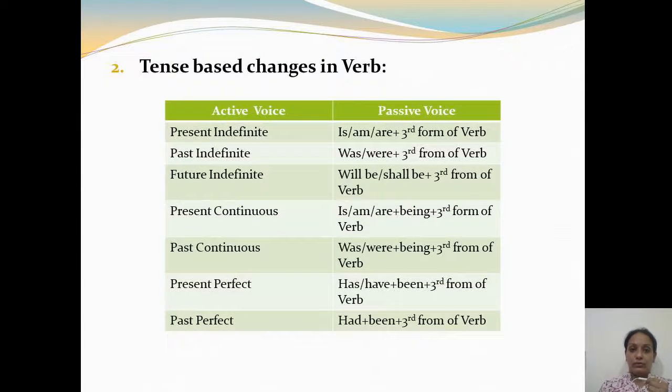What happens to the verb when we change a sentence from active voice to passive voice? When our sentence is in present indefinite, meaning in the sentence we have the first form of verb, that will be changed in the passive voice with the help of the forms of be, that is am, is or are, any one of these three, which is followed by, instead of the first form of verb, the third form of verb.